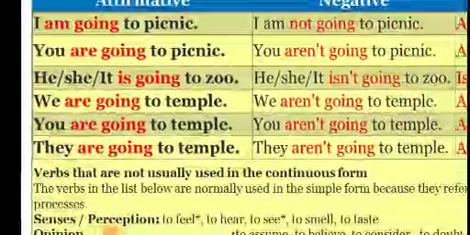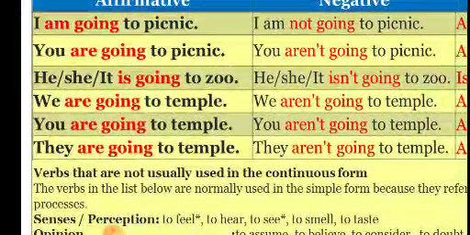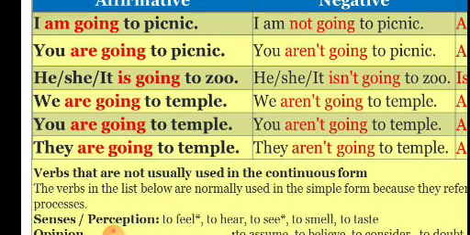Just note the difference. In the case of third person singular, that is he or she or it, it agrees with is plus base form of verb plus ing. That is, he is going to zoo, she is going to zoo, it is going to zoo. For others, like you, we, they, it agrees with are plus base form of verb plus ing. I agrees with am plus base form of verb plus ing.